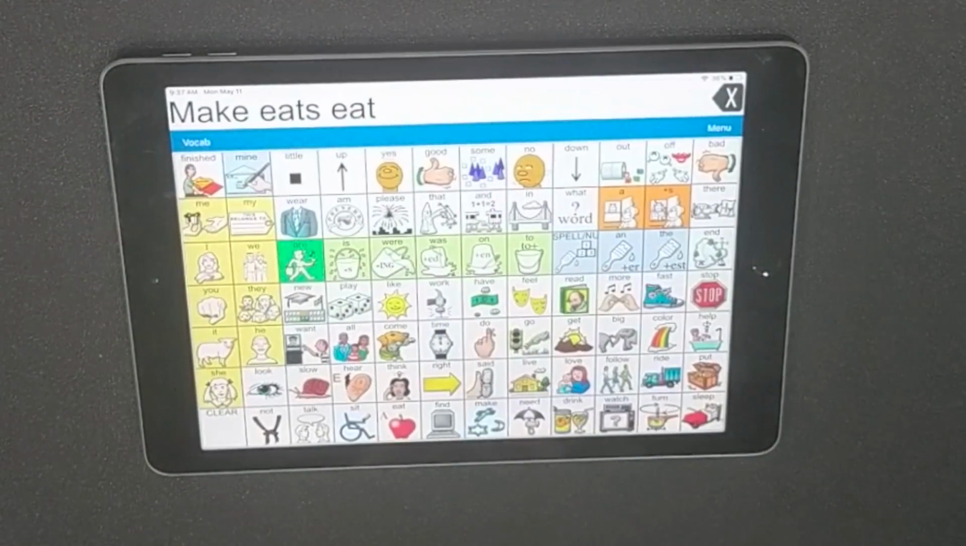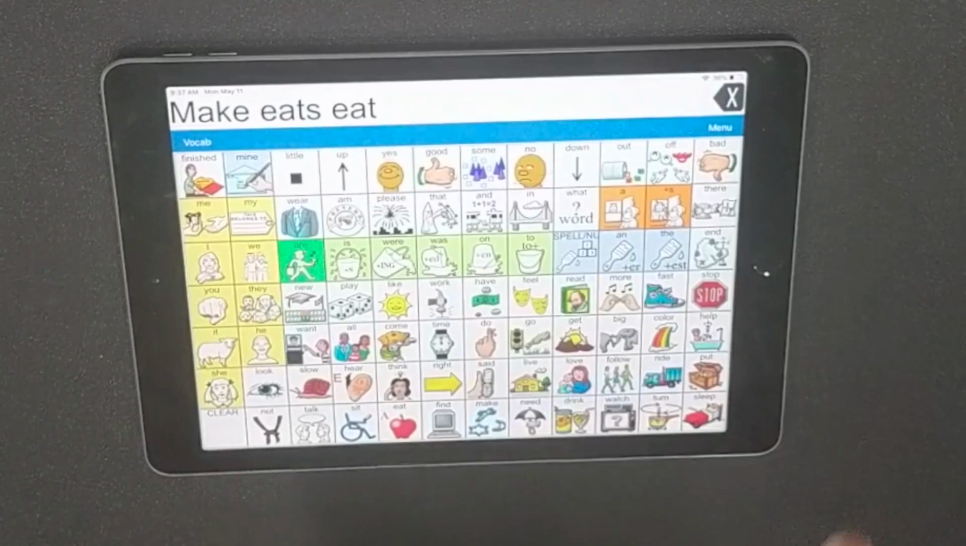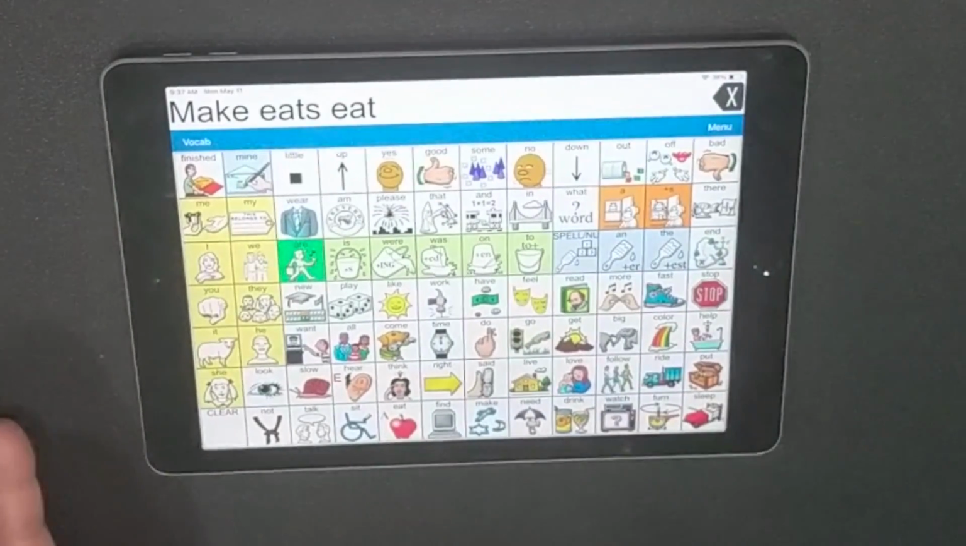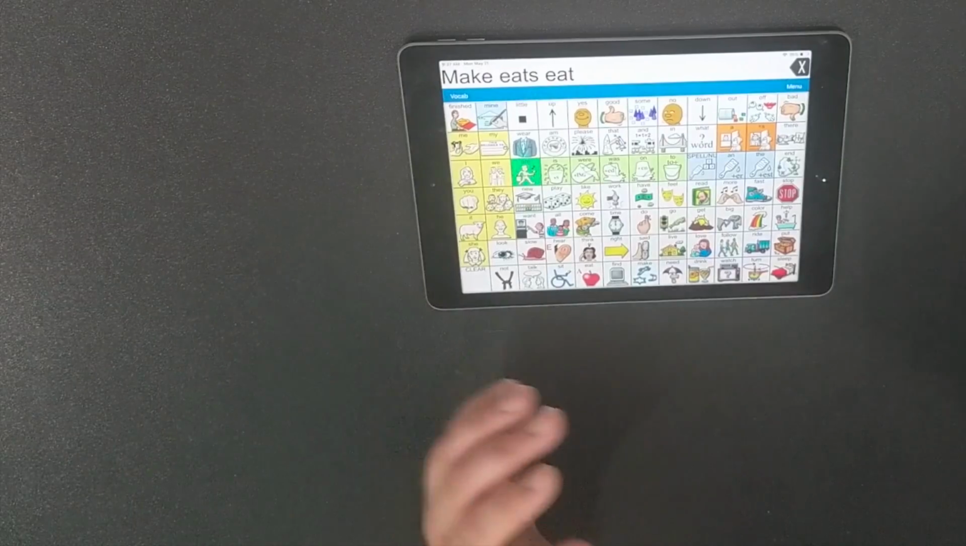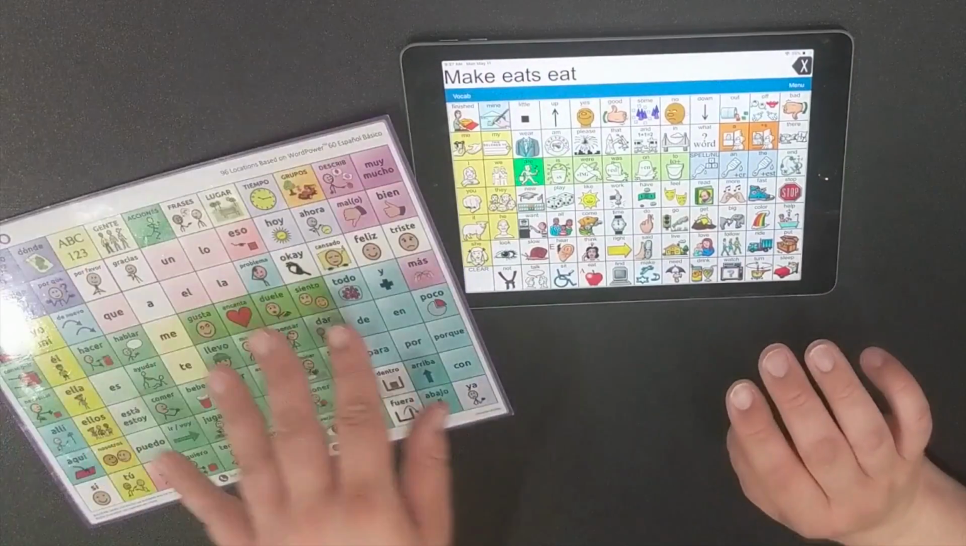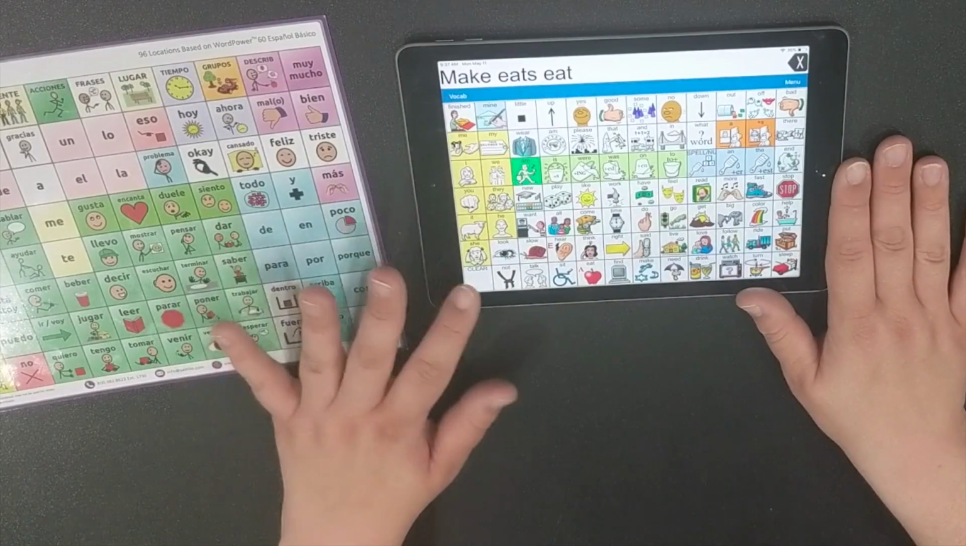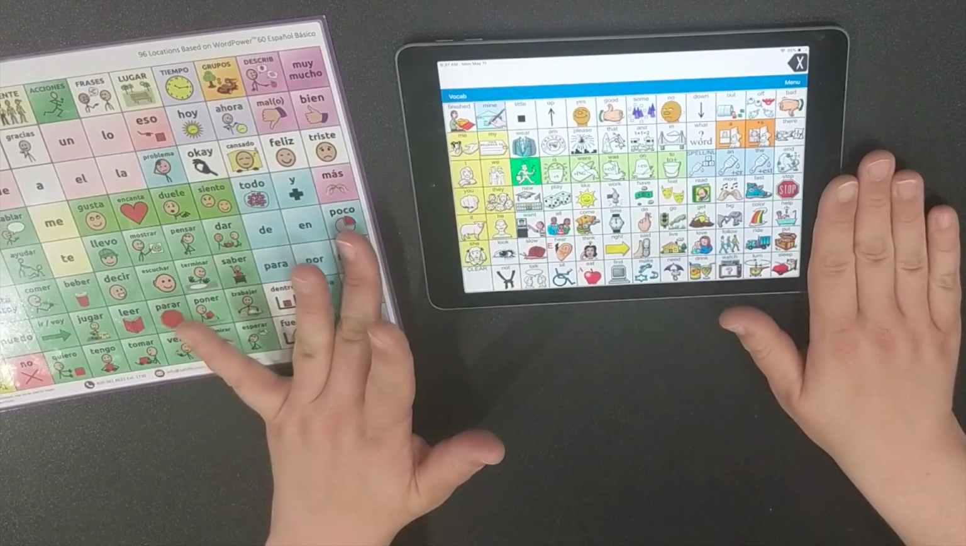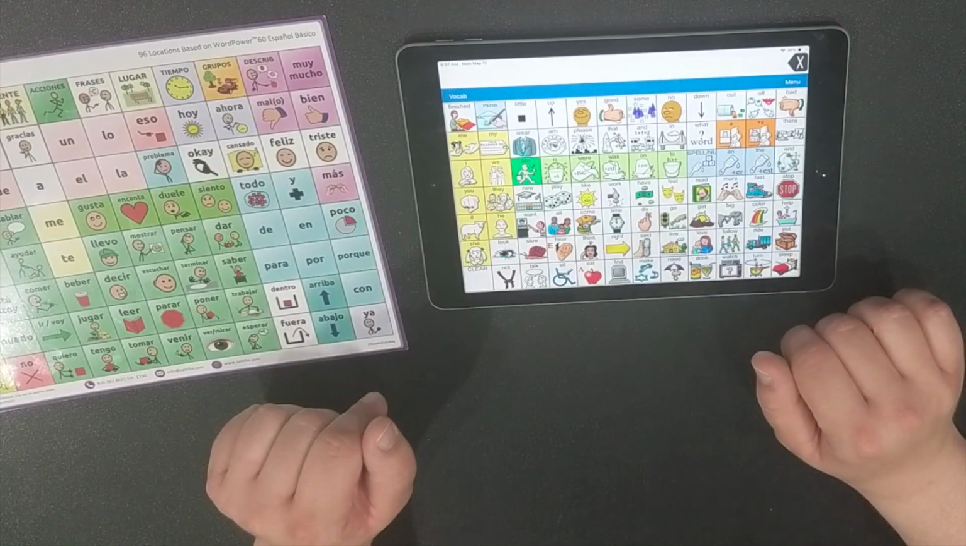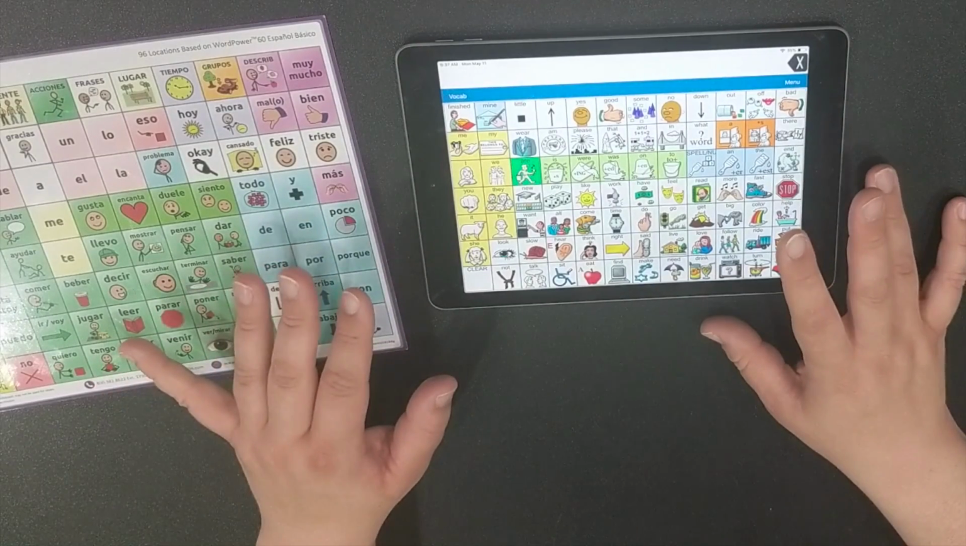So while you were eating dinner, you could have the device or a system, even if it's just a core board that you have out as well. You could have that out during different activities, so now you're providing aided language input during different activities as well. Those are a couple of ideas on how to set goals for yourself.